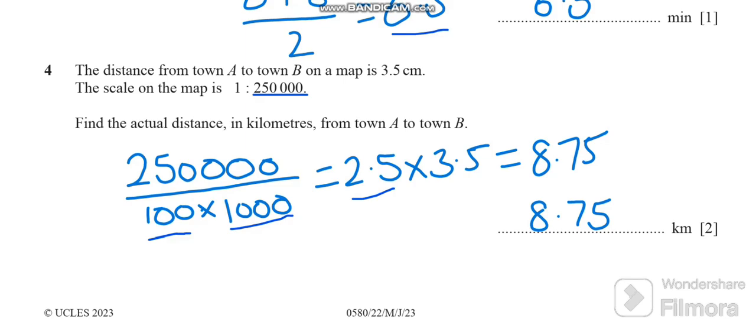Then we will multiply the 2.5 that we have calculated over here with 3.5, and the answer will be 8.75 kilometers. So this is the actual distance between town A and town B, which is 8.75.